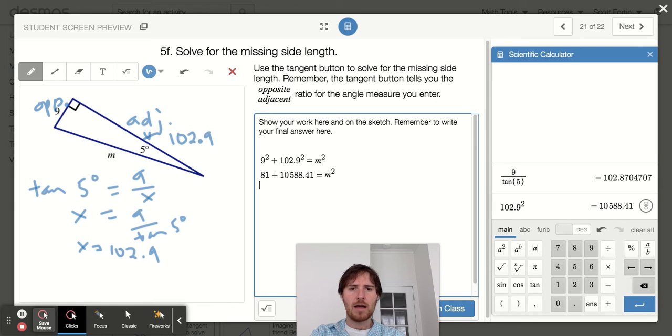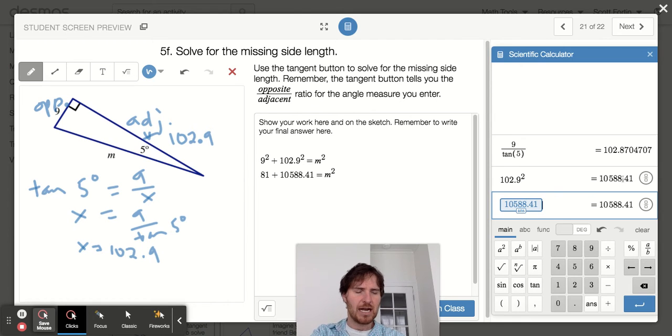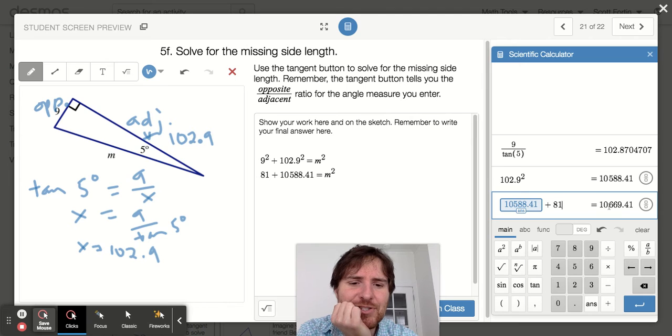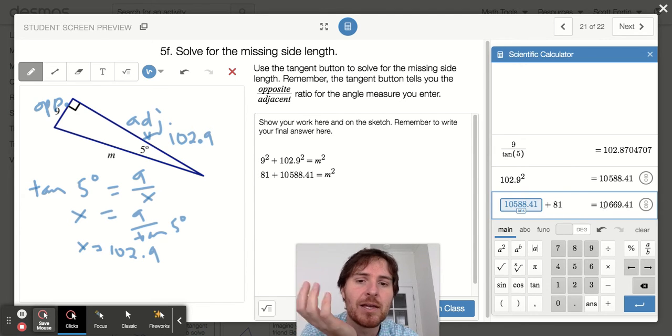Okay, so now I'm going to combine like terms, right? Add these two constants together. So I need to take the answer, what we just got in the top row above it, and I'm going to add 81 to it, okay? And I got 10,669. Oh, interesting. You think that's a perfect square? I don't know. But the 0.41 is kind of unnecessary, right? It's just tacked on there. It's not precise, but anyways, we got that here.